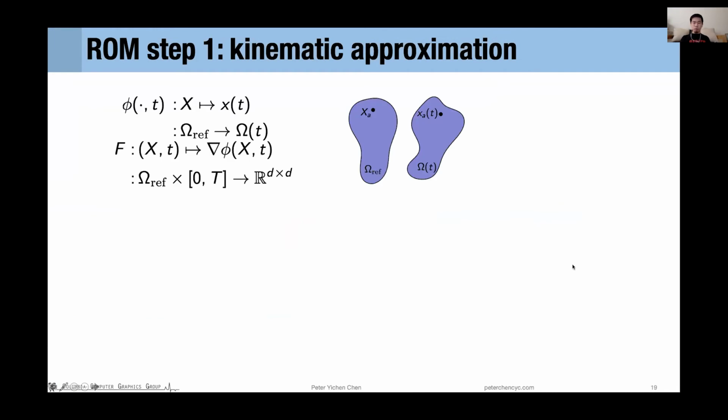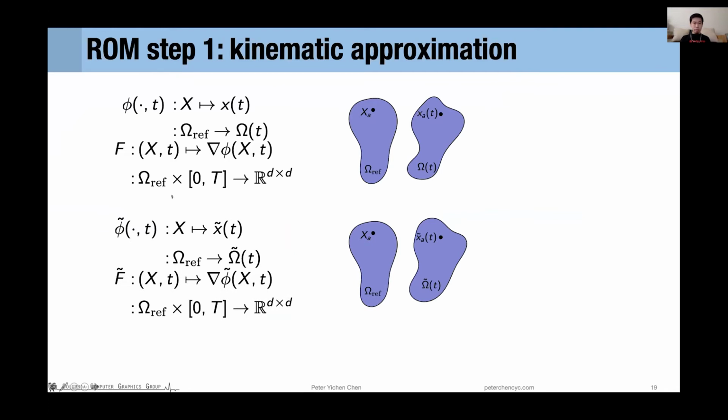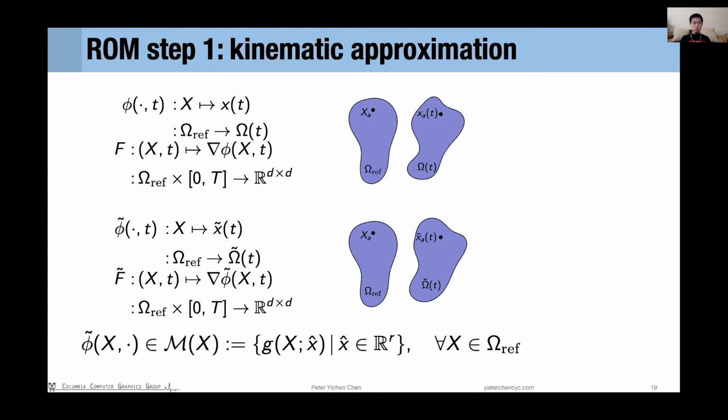So let's write this down formally. Define the deformation map phi as a function that maps any point in the reference domain, shown here, to a point in the deformed domain at time t. And now let's introduce the approximated deformation map. What makes the approximated deformation map phi tilde special is that it is kinematically constrained. So the image of phi tilde is now constrained to be the image of G, where G is what we call the manifold parameterization function.